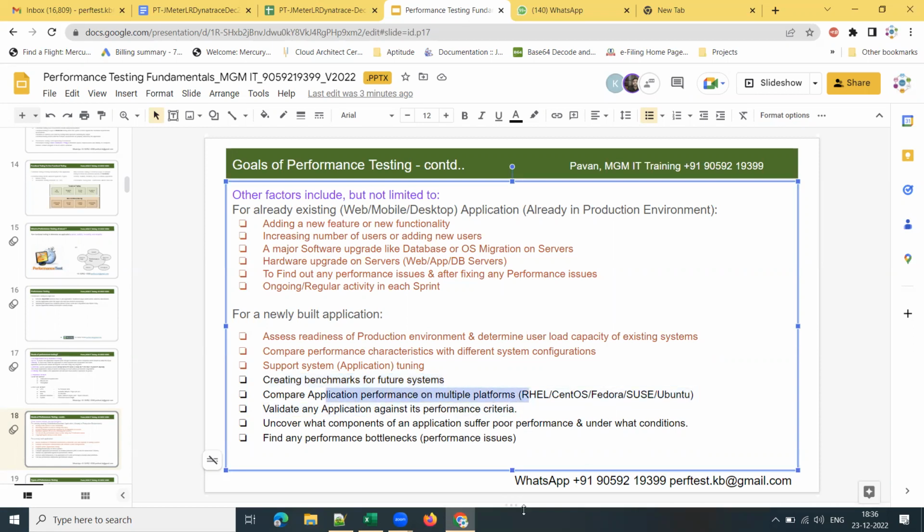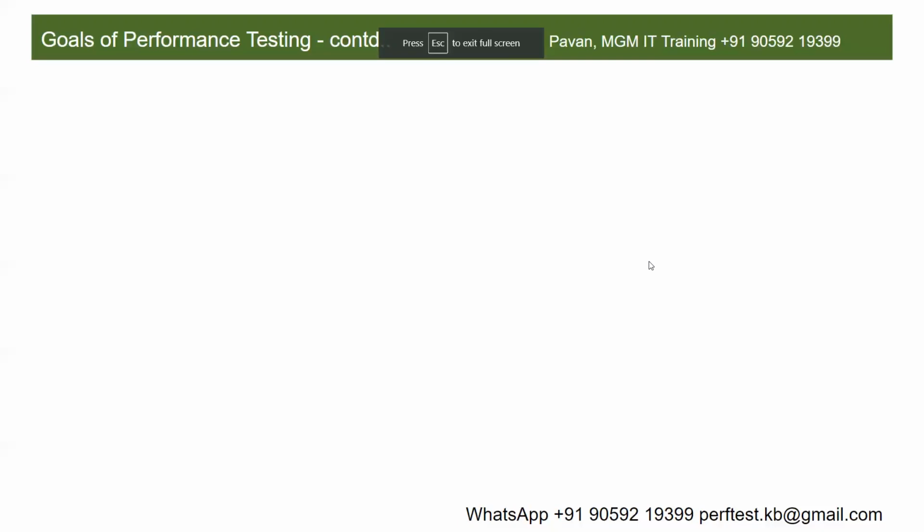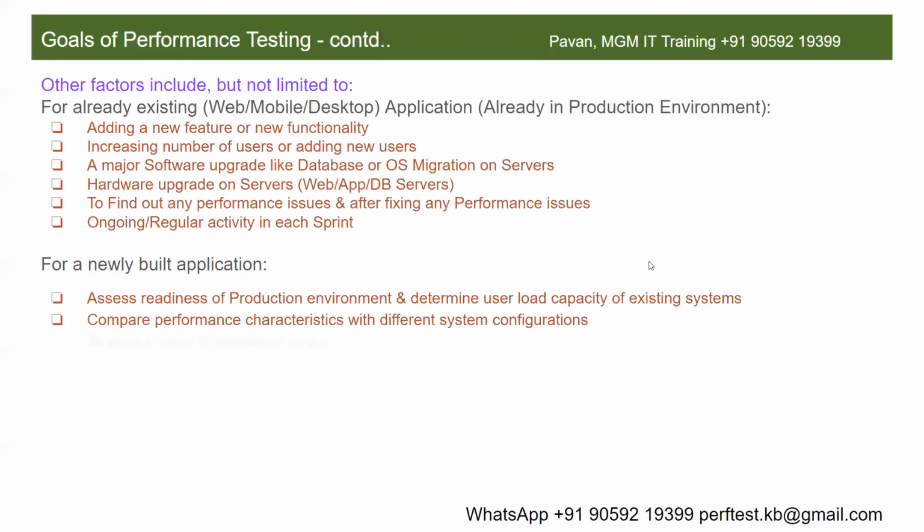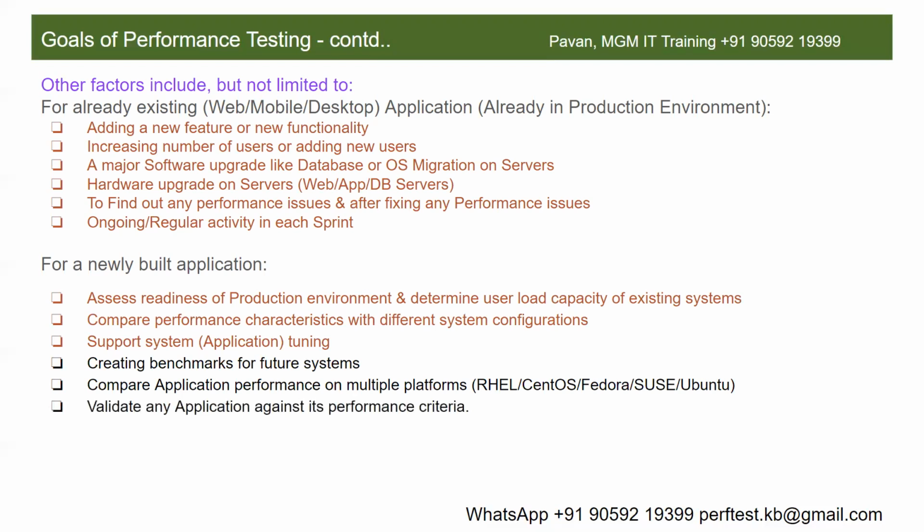And then compare application performance on multiple platforms. Compare application performance on different platforms. Another important, interesting thing. When I say platform, it is nothing but hardware and software. We have different types of computers. We have Intel processors, AMD processors, and different operating systems as well. We have the Windows operating system, the Linux operating system, Mac OS. Those are the multiple platforms. When I say multiple platforms, we can mean a hardware platform or a software platform.